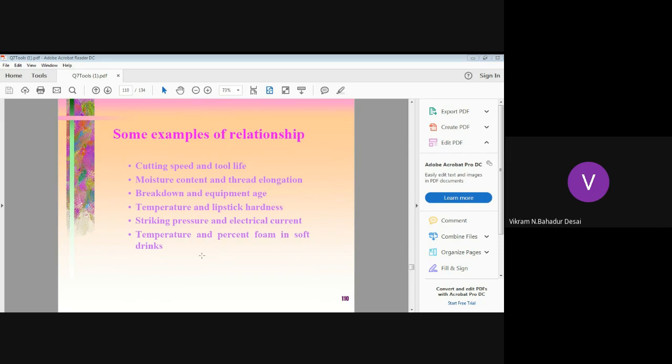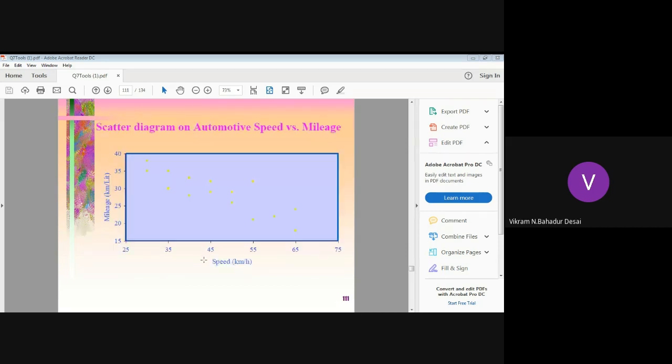I require data. Moisture content and thread elongation. Breakdown and equipment age: is there any correlation between breakdown and the equipment age? Is there any correlation between temperature and lipstick hardness, right? Is there any correlation between striking pressure and the electrical current? Is there any relationship between temperature and the percentage of foam in the soft drink? All these things are scatter diagrams. This is how speed and mileage look.